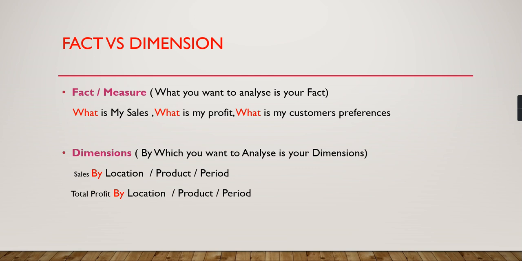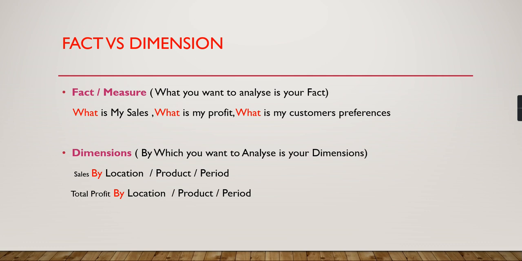Then what does the dimension mean? Dimension means that by which you want to analyze those measures. So you want your total sales to be analyzed by location. In this location, what is my sales? In location 2, what is my sales? By product, what is my sales? And during different periods, what is my sales? So you are viewing the same measure, or numerical quantity, from different perspectives. This is what your dimensions are.